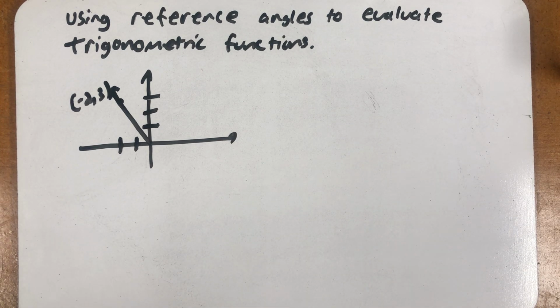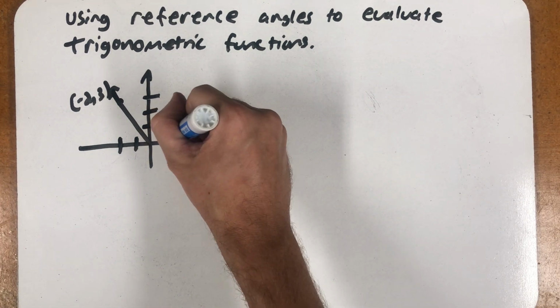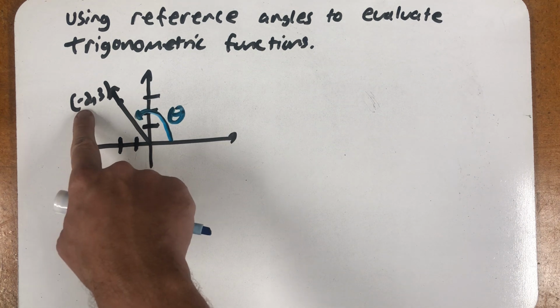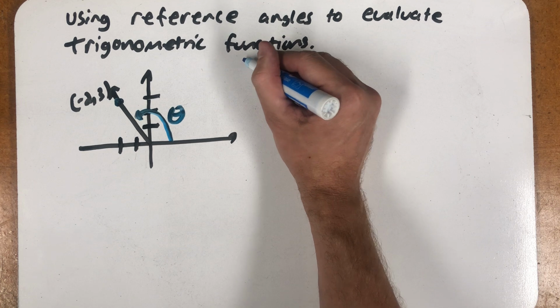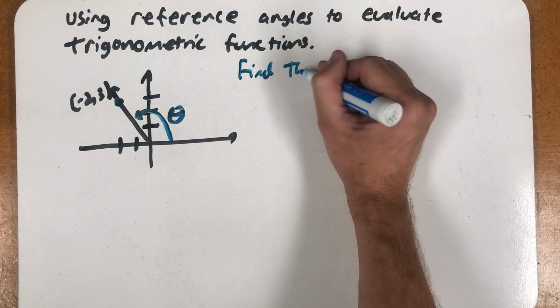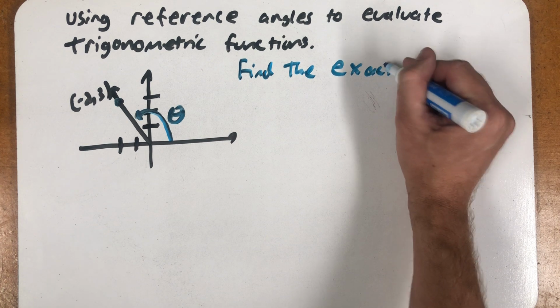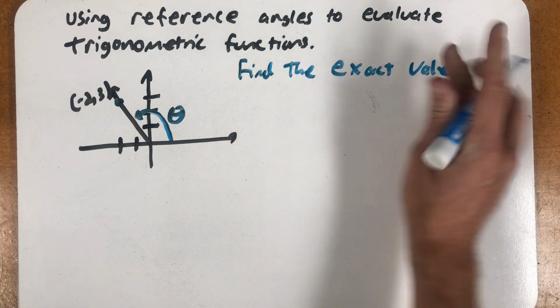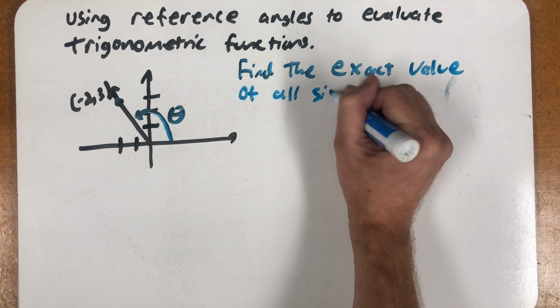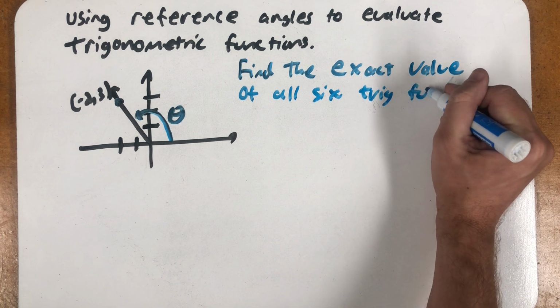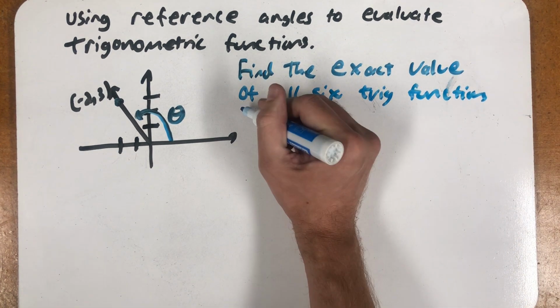In this video, we're going to talk about using a reference angle to evaluate trigonometric functions. To start, I actually just want to do an example. So what I want to imagine here is that I have an angle in standard position where the point -2, 3 is on its terminal side. I'm going to find the exact value of all 6 trig functions evaluated at that angle theta.